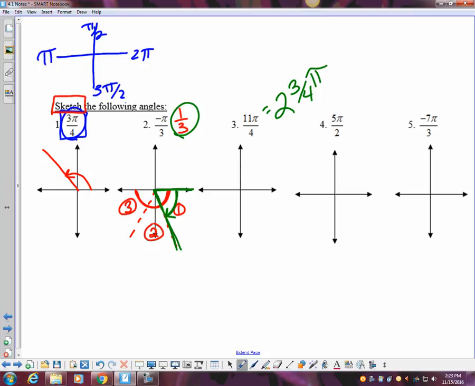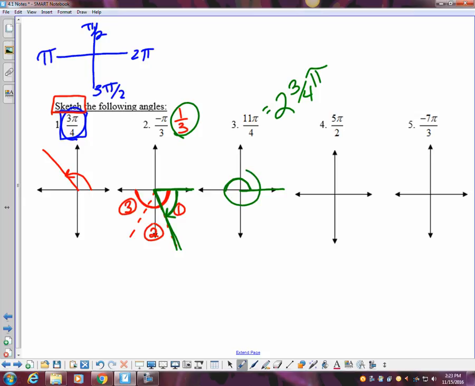Okay, watch carefully. Start on my initial side. Now I have 2 full pi's. That's not 2 full laps. Remember, pi is half a lap. So that's 1 pi. Then there's 2 pi. Now I need 3/4 of the next pi. Remember, pi is only half a lap.